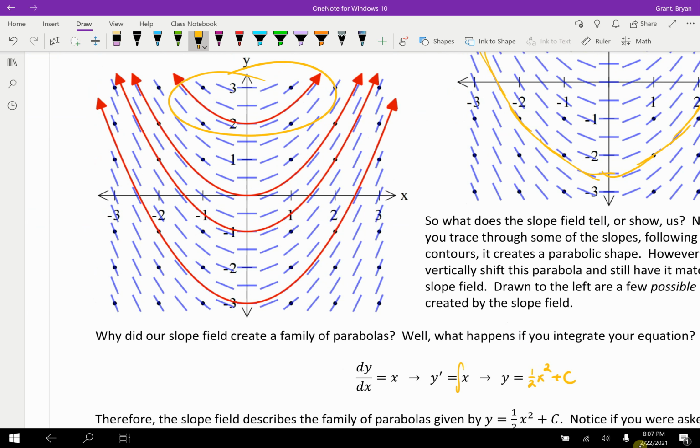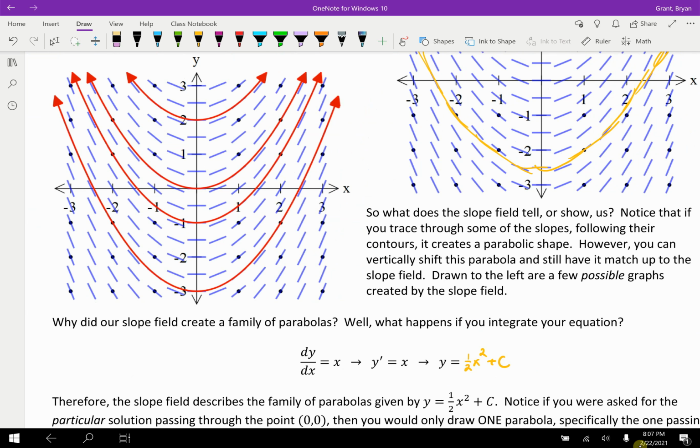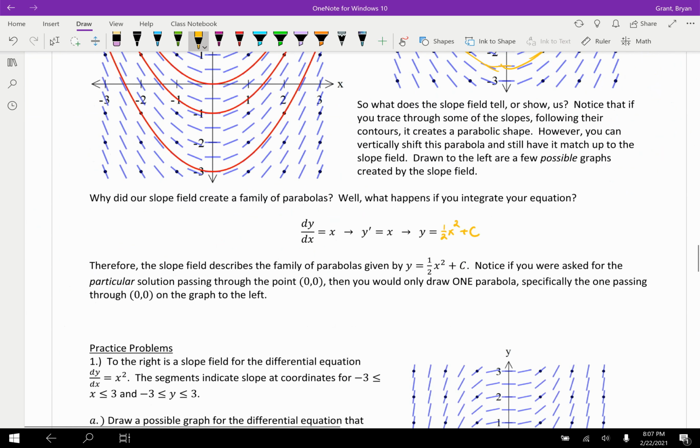Each of these is 1/2 x squared plus some constant. So without even having to do an antiderivative, just being able to interpret our differential equation, we were able to draw a picture that showed us what the antiderivative, or what the solution, looked like. Okay. Now, sometimes they do ask you for a particular solution, right?